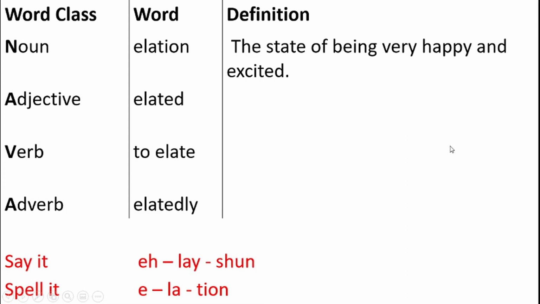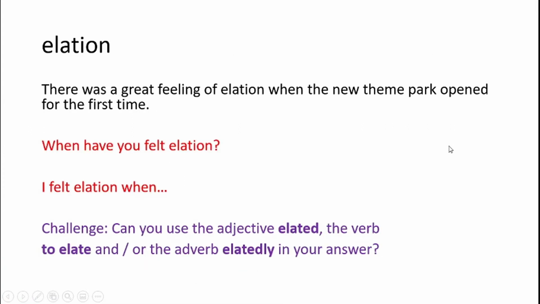And if we move on, we can see where I've used it in a sentence. There was a great feeling of elation when the new theme park opened for the first time. That's a lot of people there, all feeling very, very excited about going to a theme park and going on the roller coasters and the water flumes and eating candy floss and that kind of thing.